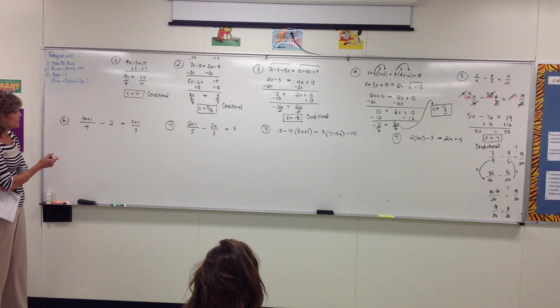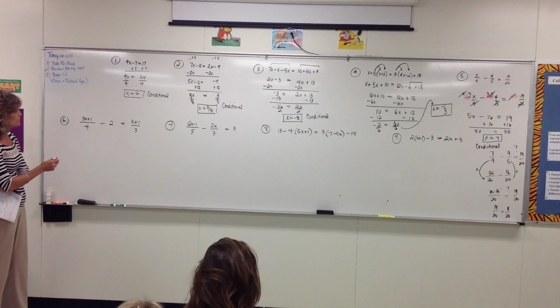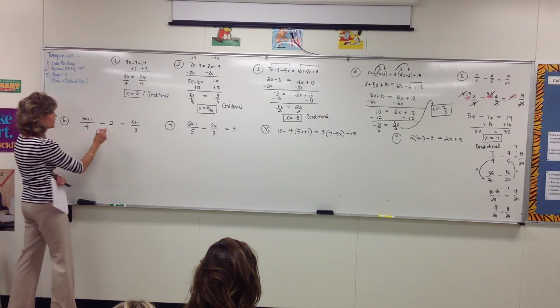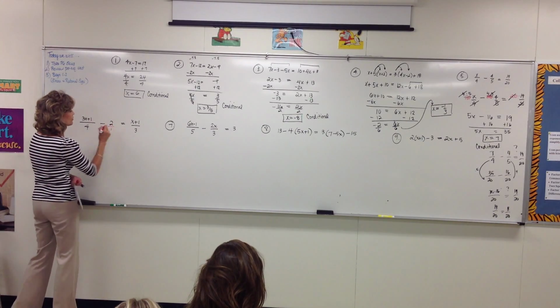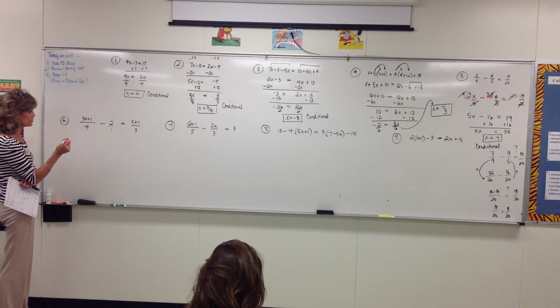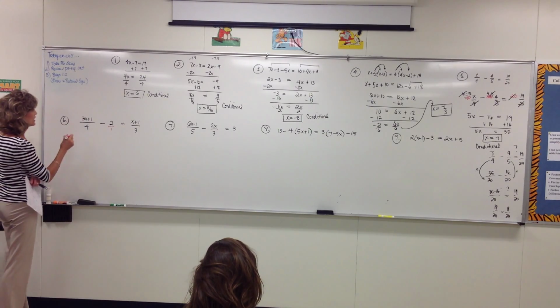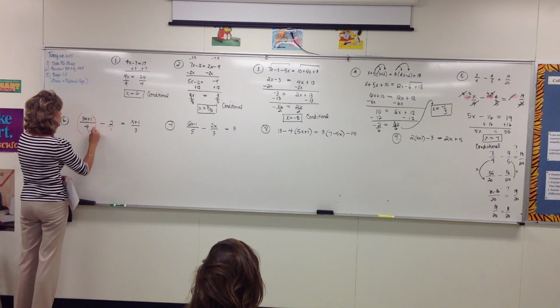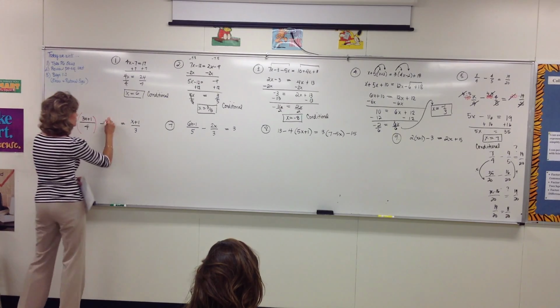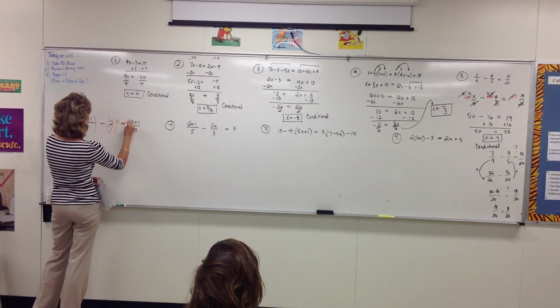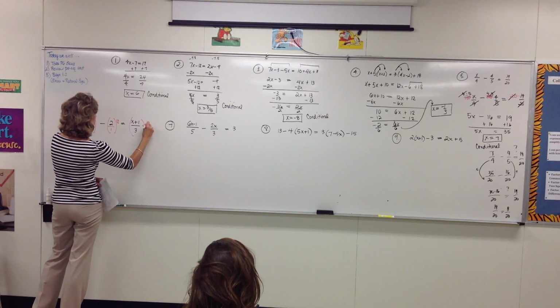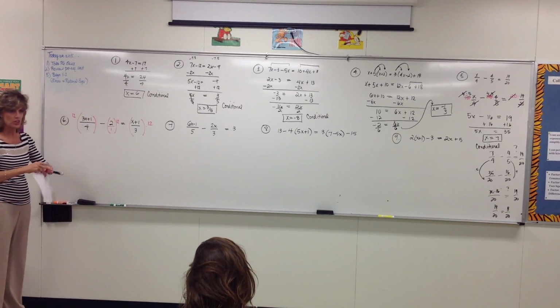So, what is the common denominator here? Yeah, because this is really 2 over 1. So the common denominator is 12, the least common denominator. That means I'm going to multiply every single term all the way across on both sides by the common denominator 12.